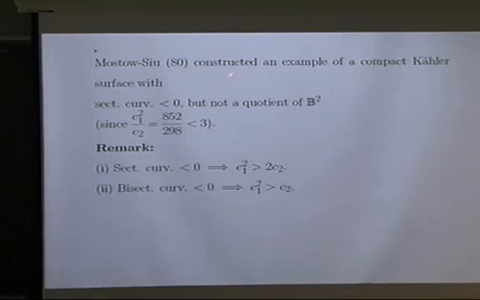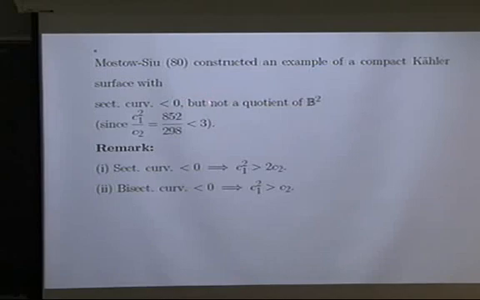Here I want to mention a result of Mostow and Siu in the early 80s, where they constructed an example of a compact Kähler surface, again a two-dimensional example, such that the sectional curvature is negative, but it's not a quotient of B2. At the time, this was the first example of a compact Kähler surface which is not a quotient of B2, but the sectional curvature is negative.